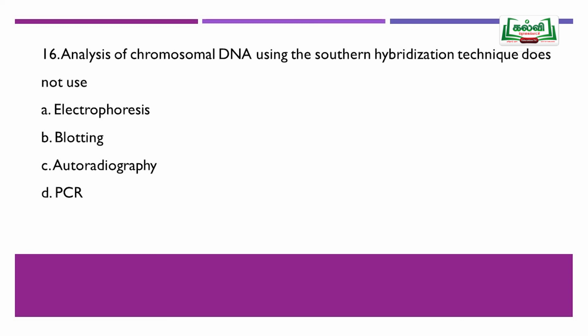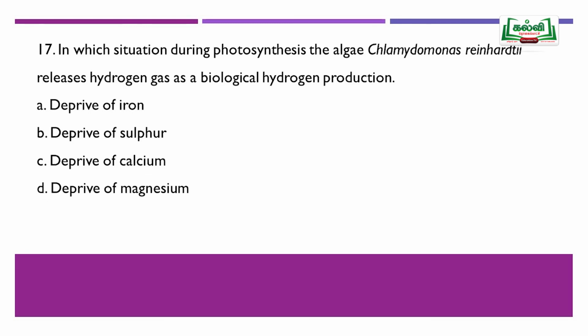So, all these first three techniques we are using in Southern hybridization. PCR we are not using in Southern hybridization. PCR is the polymerase chain reaction, used especially for amplification of the DNA molecule. So, firstly the desired DNA molecule we may amplify using this. So, the exact answer for which one is not used is PCR. The remaining three will be used: electrophoresis, blotting and autoradiography.